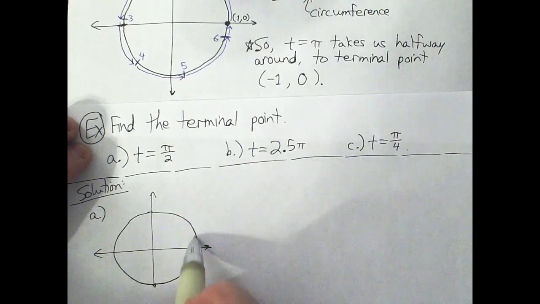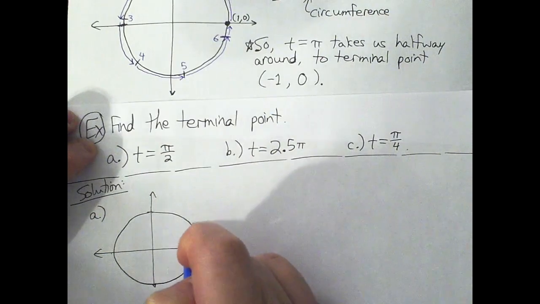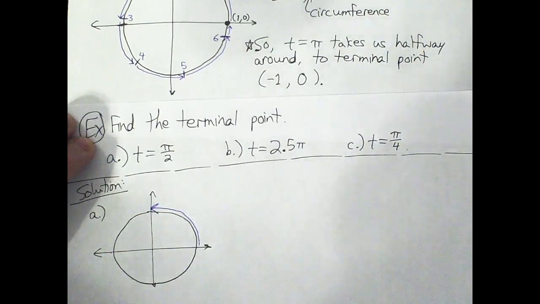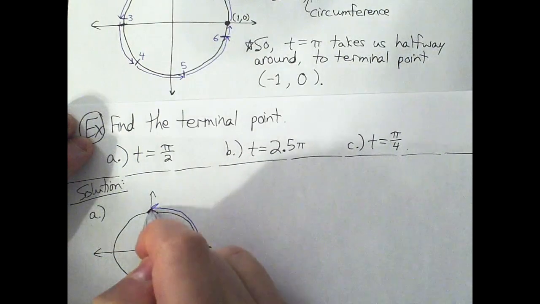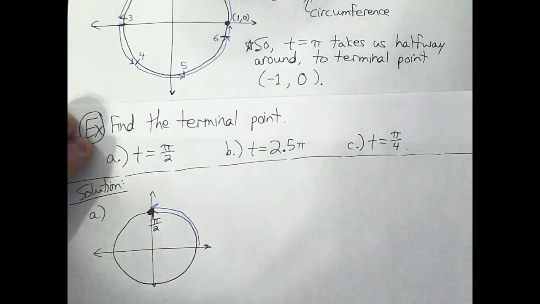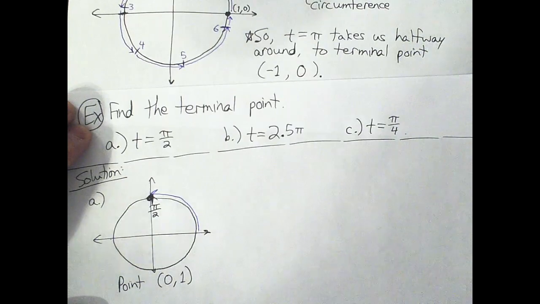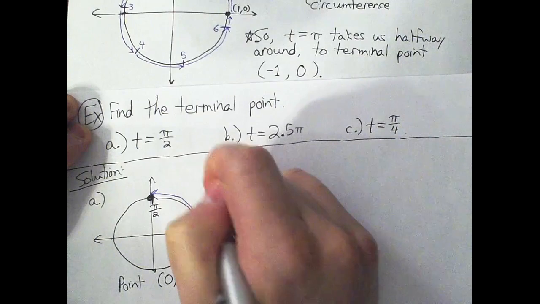So halfway would take us over to here. We would like to go half of that, so we're going to go counterclockwise until we get to here, and we've gone half of halfway around. I guess you could say we went a quarter of the way around the unit circle, and we wound up here. The t value that we did was pi over 2, and the point that we got to, I'll write it underneath, is easy to see because it's on the y-axis. It's the point 0, 1. So that is the terminal point for that t value.